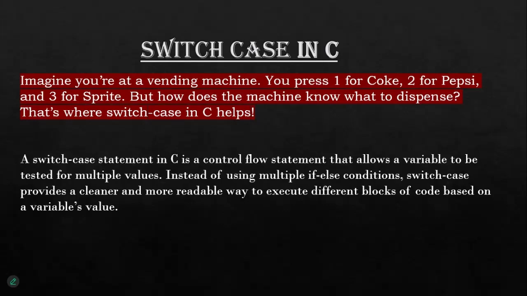A switch case statement in C is a control flow statement that allows a variable to be tested for multiple values. Instead of using multiple if-else conditions, switch case provides a cleaner and more readable way to execute different blocks of code based on a variable's value.